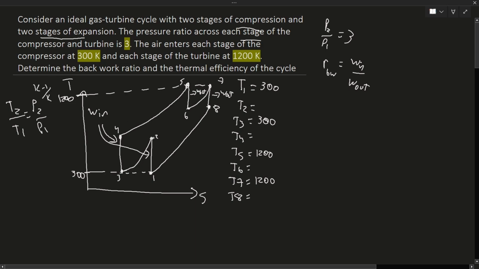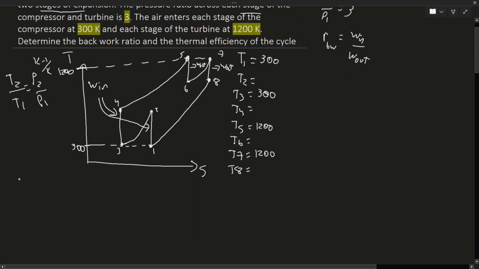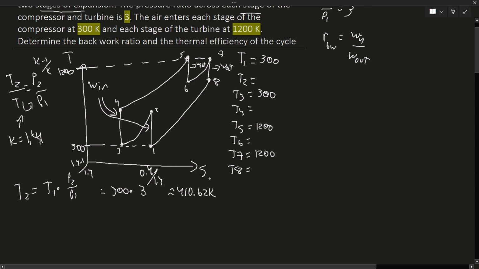All right. So, this is super easy actually. To find T2, we're just going to use this equation. T2 equals, we send this to the other side, T1 times P2 over P1 to the power of K minus 1 over K. And K, we're considering it to be 1.4. We're considering an ideal air. So 300 times the pressure ratio, 3, to the power of 0.4 divided by 1.4. This is going to give you a value of about 410.62 Kelvin. That's T2.